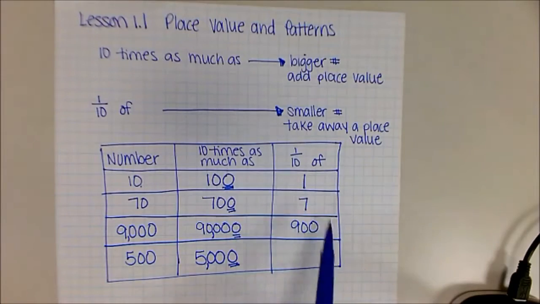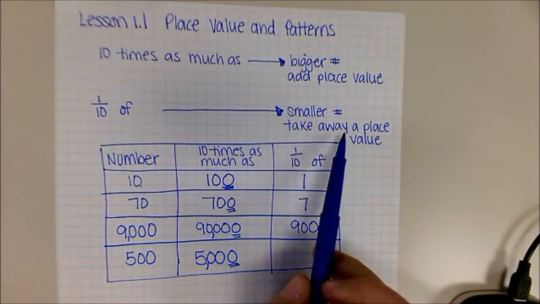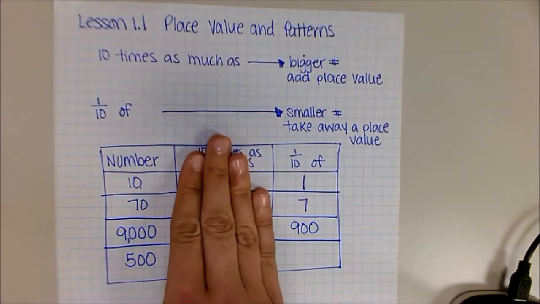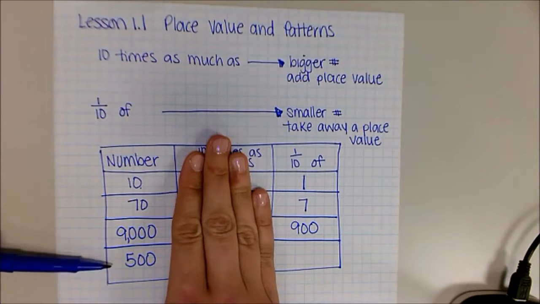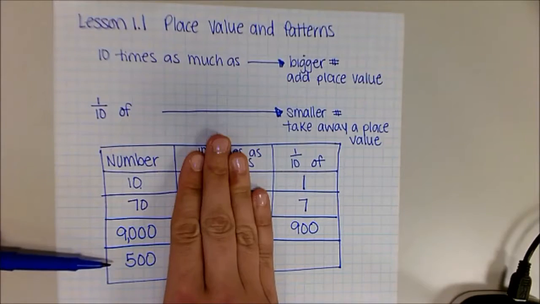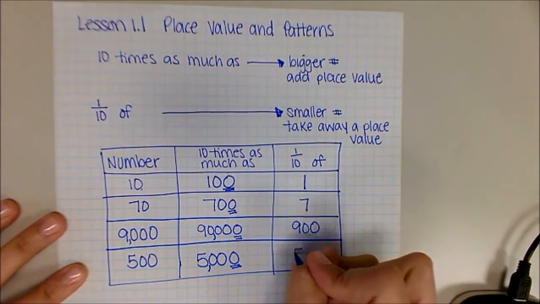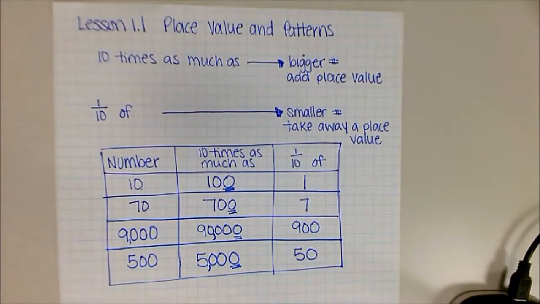Lastly, let's look at 1/10 of 500. 1/10 of is a phrase that's telling me that I need to take away a place value and make it a smaller number. So again, I'm going to forget about this middle column. I'm going to backtrack to the original number 500, and if I take away 1 place value, that gives me the number 50.